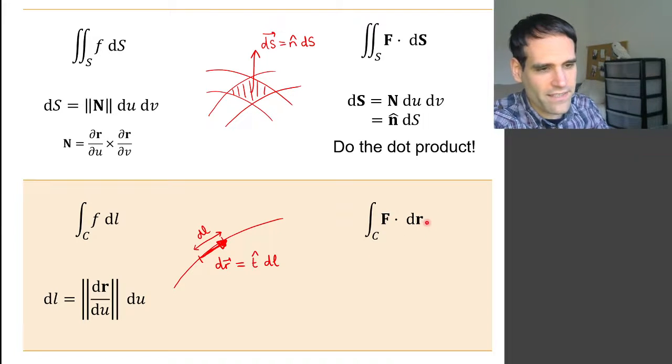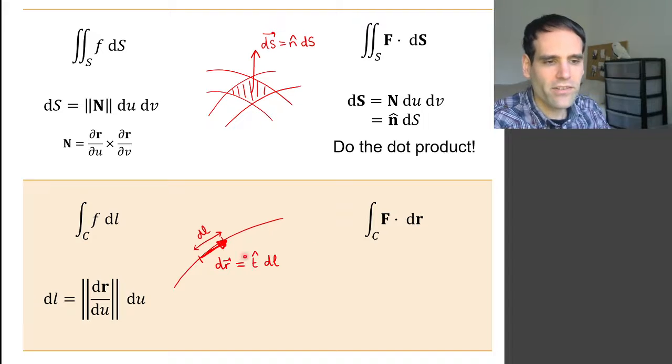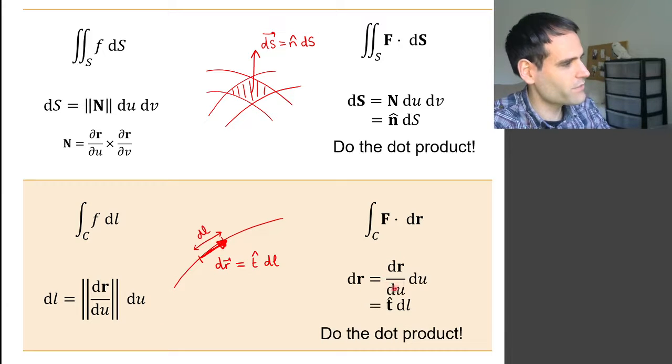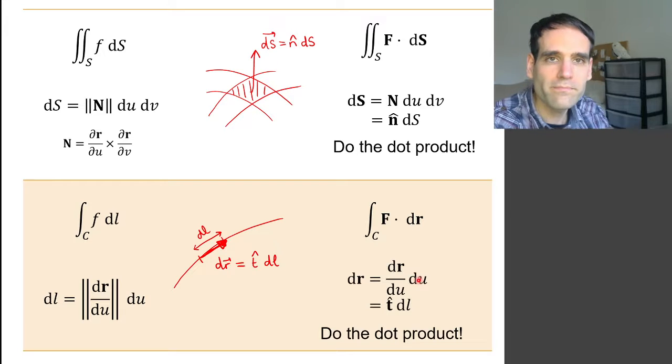This dr is going to have the same magnitude as dl, but it's going to be in the direction tangent to the curve. So that's going to be the direction t hat. So that dr vector is t hat times dl. But luckily, you know that this vector dr over du, before we calculate the norm, is tangent to the curve, because this is the tangent vector. And therefore, the equation to calculate dr is simply to calculate that tangent vector and multiply it by du.